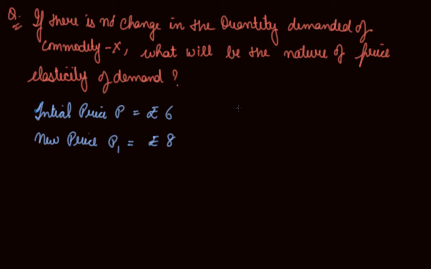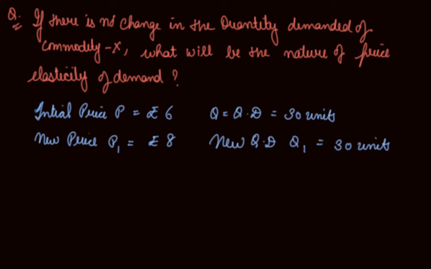Now quantity demanded was 30 units, that is your Q is the initial quantity demanded. Your new quantity demanded, that is Q1, is equal to, so there is no change in the quantity demanded, so you have to take again the quantity demanded at 30 units. So when we solve this, we get the elasticity of demand, minus P by Q into change in Q by change in P is the formula we use.